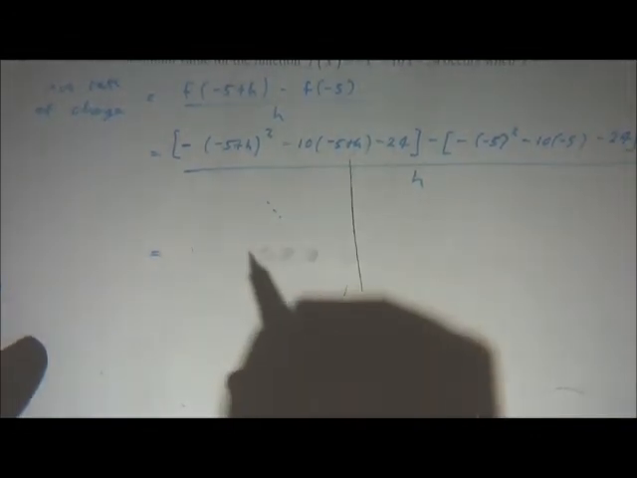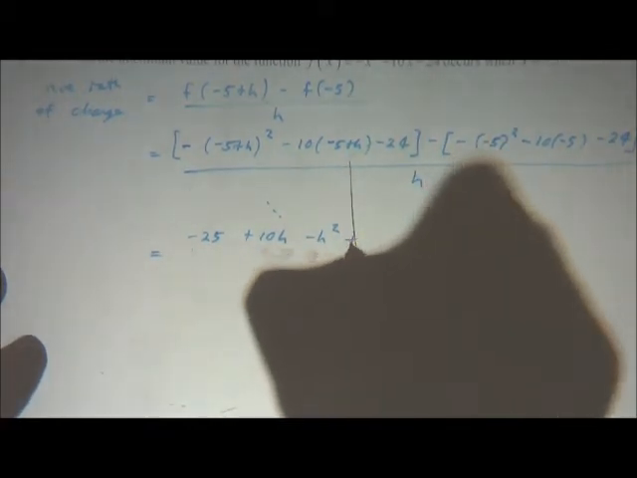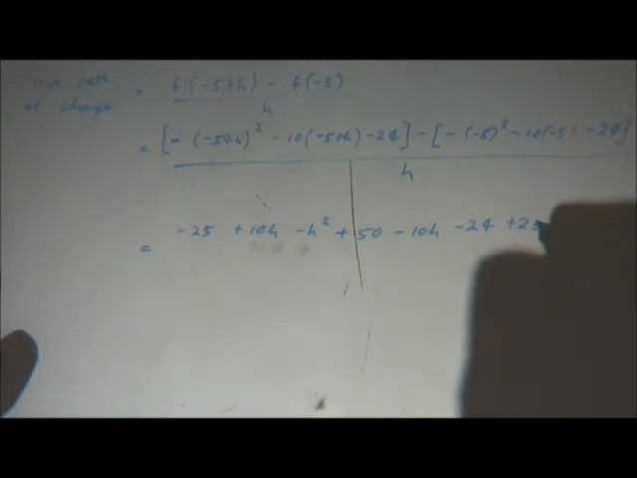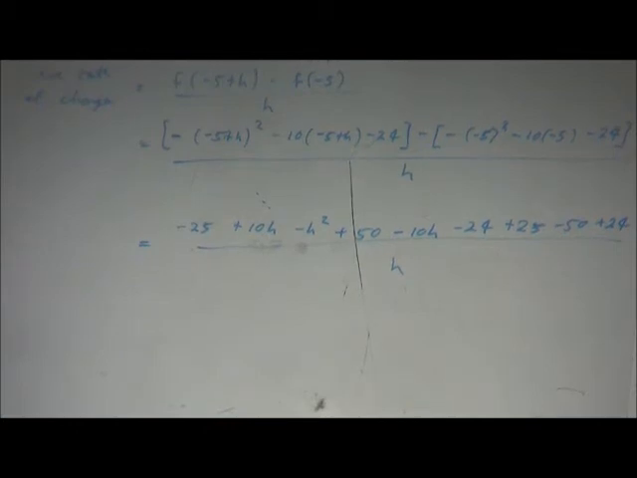So we're going to expand that out, and then we're going to start doing some simplification. So when you expand everything out, you're going to get -25 plus 10h minus h squared plus 50 minus 10h minus 24 plus 25 minus 50 plus 24, all over h. And then we're going to cancel a few things out here.